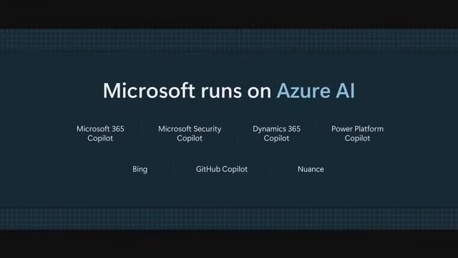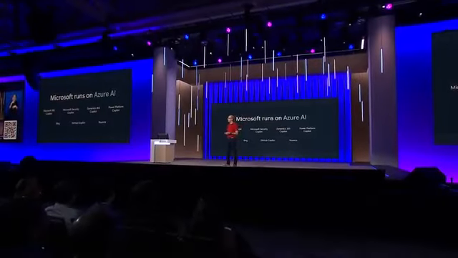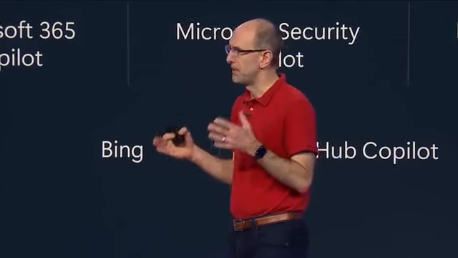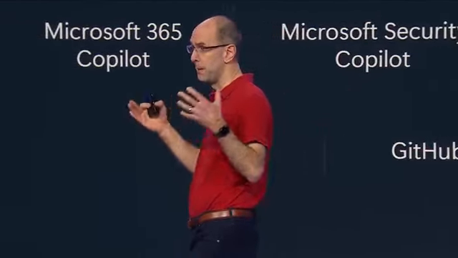And if you think about the pace of AI innovation that you've seen from Microsoft over the last 5 months, it's been pretty intense. We've introduced GitHub Copilot, Dynamics 365 Copilot, Power Platform Copilot, Microsoft 365 Copilot, Security Copilot, Nuance, Bing, and more. That's a lot of Copilots. And people are often asking, what's in the water? How are you producing so many Copilots so fast? And the reason we've been able to move at this fast pace is because we built all of these Copilots on top of one platform, which is Azure AI.